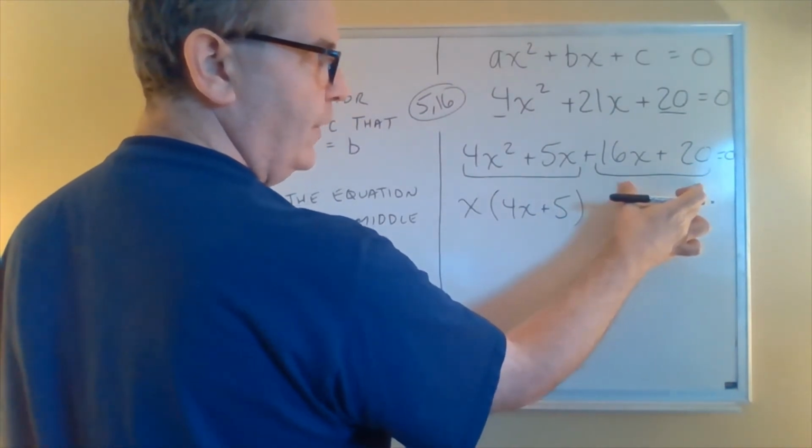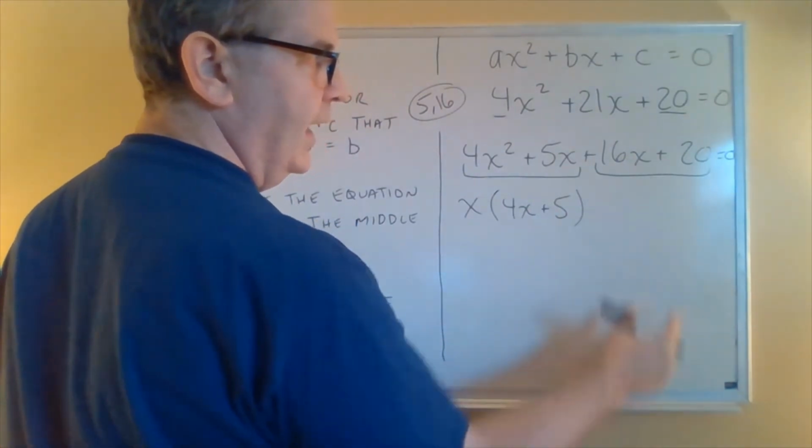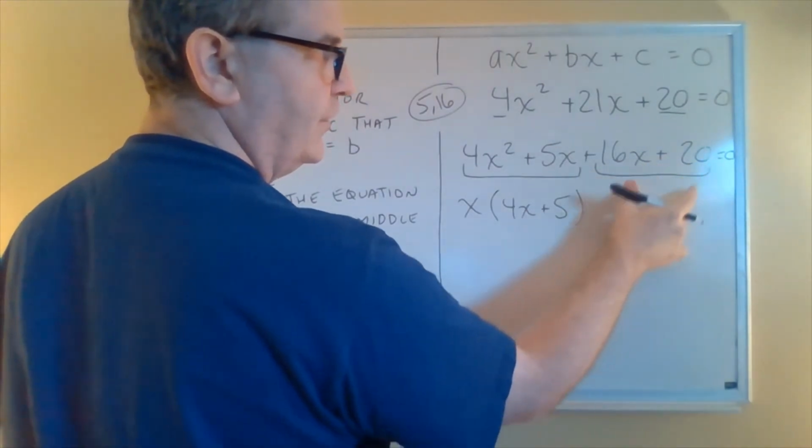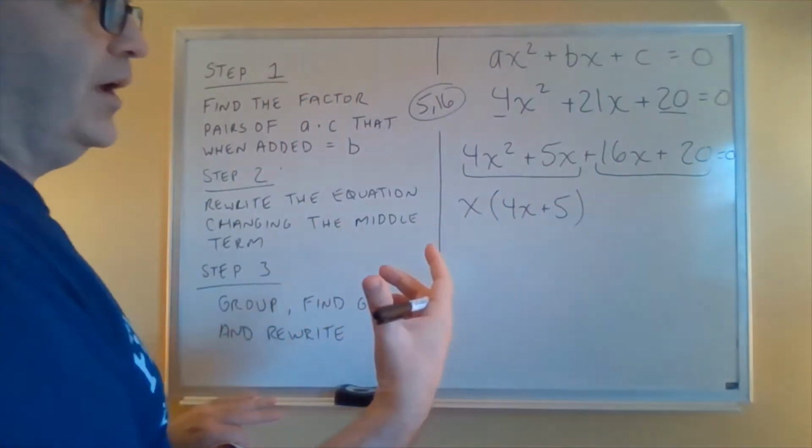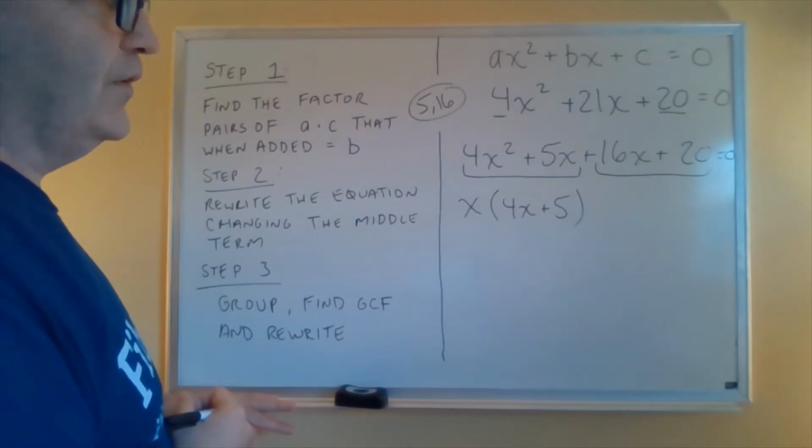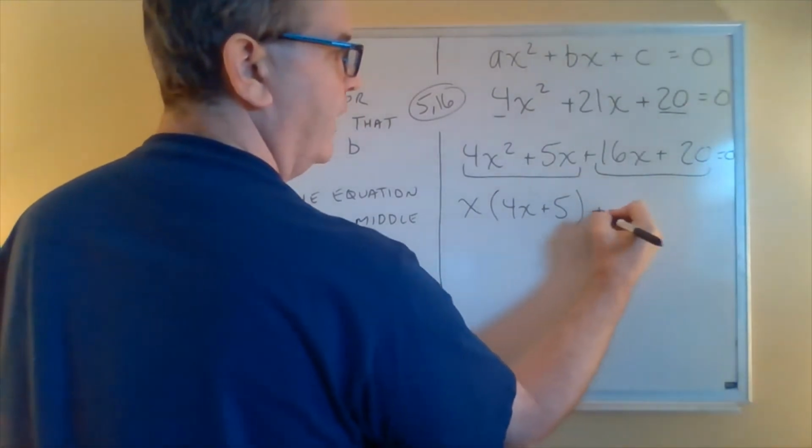Now we're going to take a look at our second group. What is our common factor in 16x and 20? Well, 16x has a variable but 20 doesn't, so the variable is not common. But what about our numbers? What's the greatest common factor that goes into both 16 and 20? That would be 4.